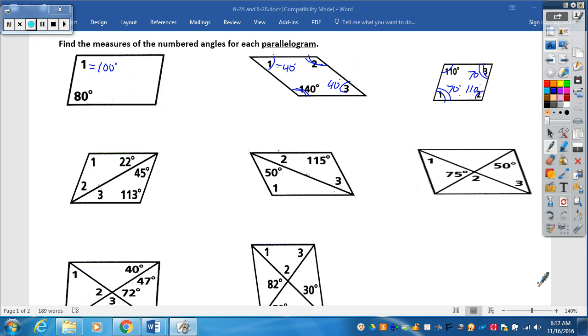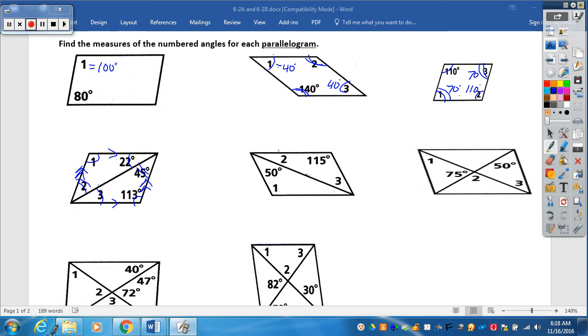For this next one, the fourth one, I know that the opposite angles are congruent, so I know angle 1 is 113. And then they're starting to get into some alternate interior angles. Remember, these lines are parallel, so I would make this angle congruent to that angle. And these lines are also parallel, so that would make this angle here congruent to that angle there. So angle 2 is 45, and angle 3 is 22.